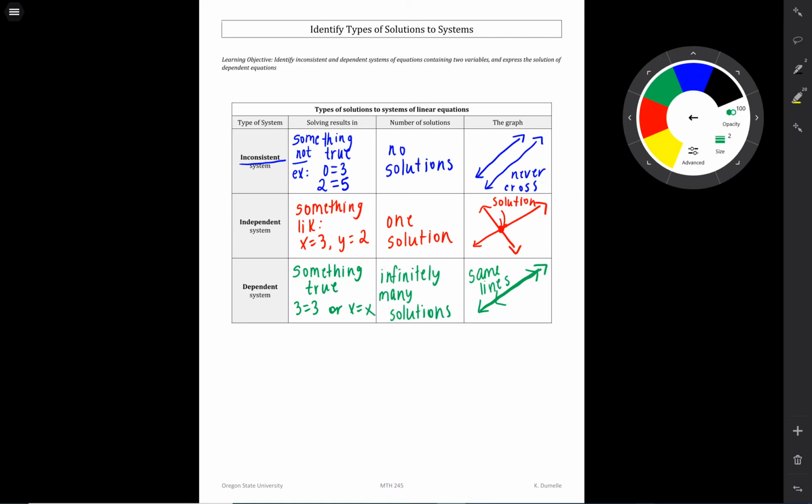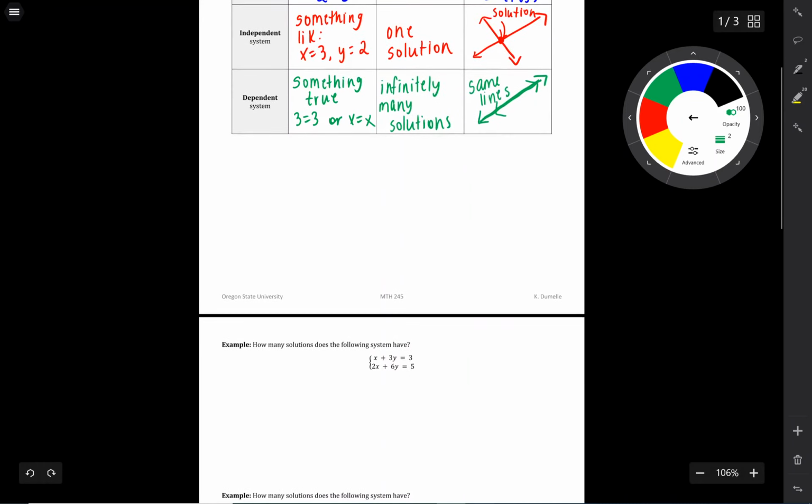So these are our three possibilities. Inconsistent means that I have no solutions or parallel lines. Independent means that I have one solution and that my lines cross once. And a dependent system has infinitely many solutions. That means that my lines are exactly the same. So let's do some examples where we see how many solutions our equation has.